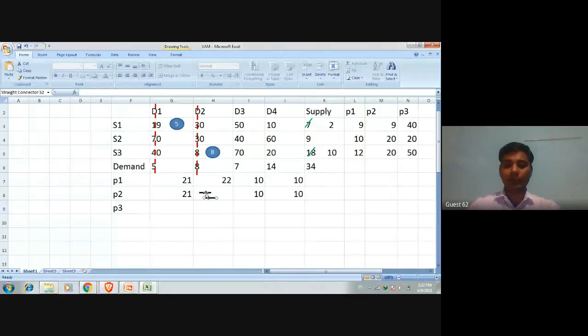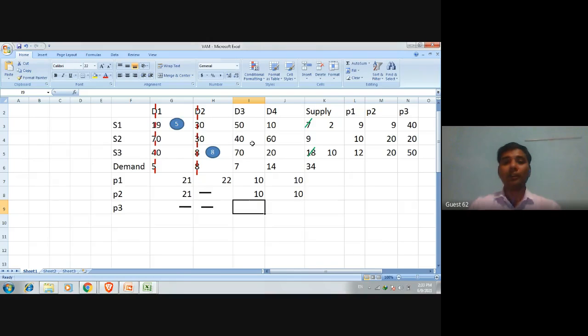Now, for the column-wise penalty, there is no need to calculate the penalty for column D1. So we will draw a dash in column D1. And D2 has already been exhausted, so we will also draw a dash in column D2.